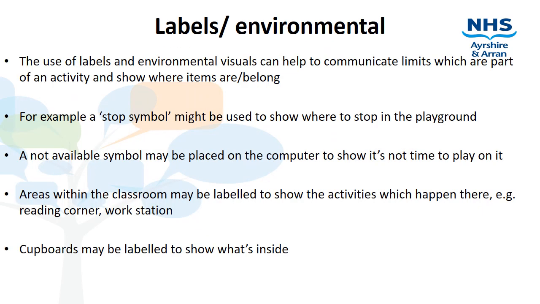Labelled and environmental visual supports can help to communicate the limits which are part of an activity and also show where items are or show where items belong. So an example might be a stop symbol being used in the playground. We might use a not available symbol on a computer to show it's not available right now, we can't play on it. We might label areas in the classroom to show what happens there, so we might have a reading corner, workstation, and you might have cupboards that are labelled that show what's inside.